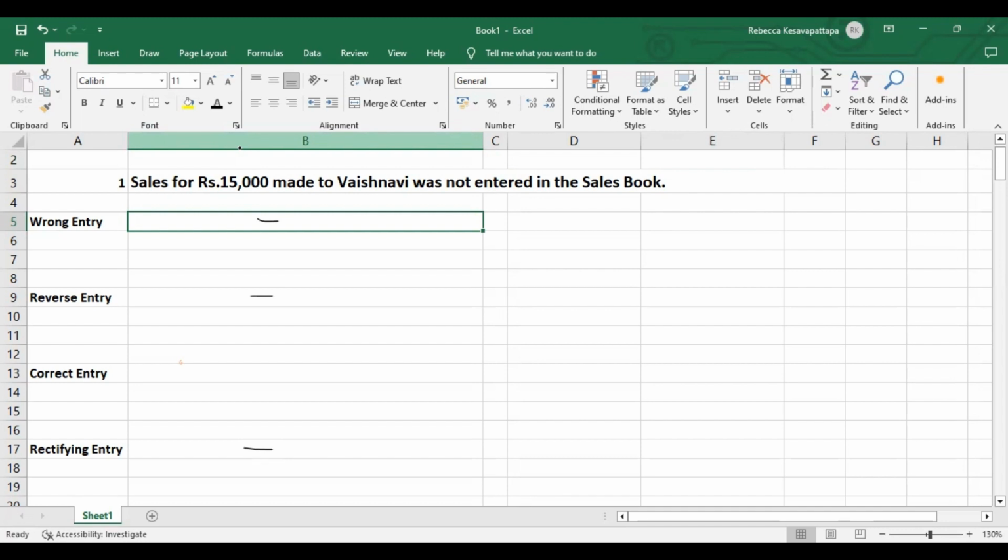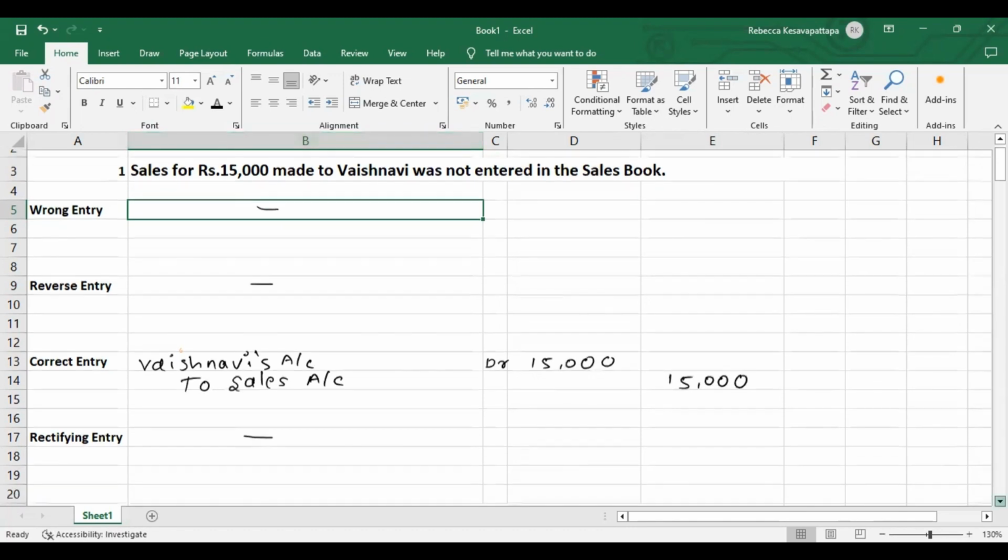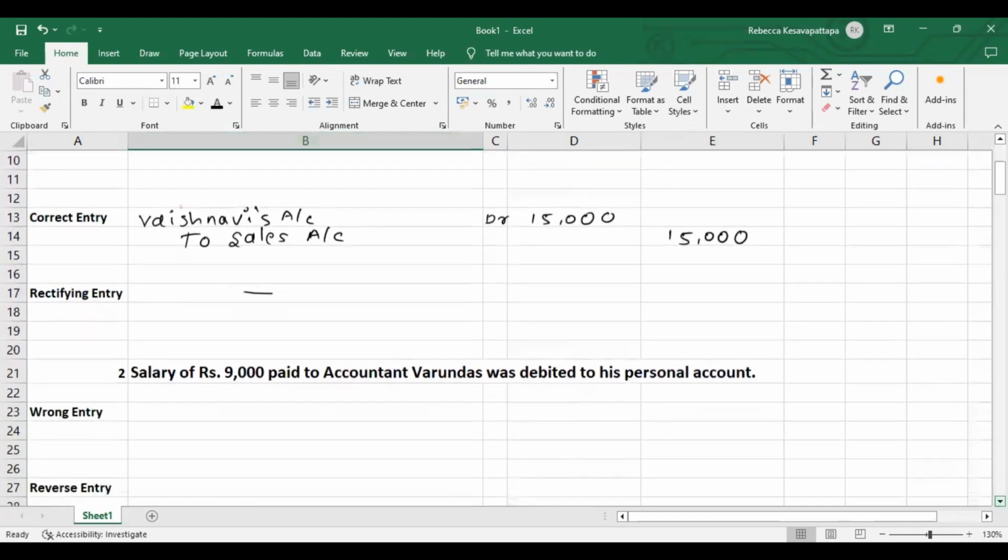So the correct entry here is: debit the receiver, Vaishnavi's account, debit by 15,000 rupees to sales account, 15,000. This is a very simple example. Now we will go to the second example.